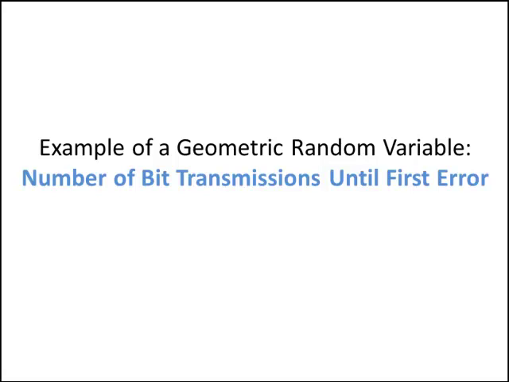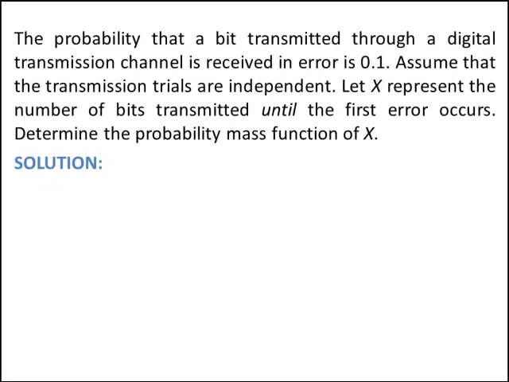Hi, in this video you'll learn about the geometric random variable. The particular example we're looking at is the number of bit transmissions until the first error occurs. So let's look at the particular problem. The probability that a bit transmitted through a digital transmission channel is received in error is 10%.